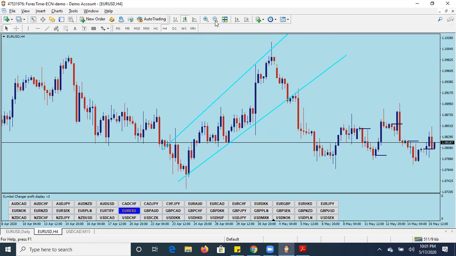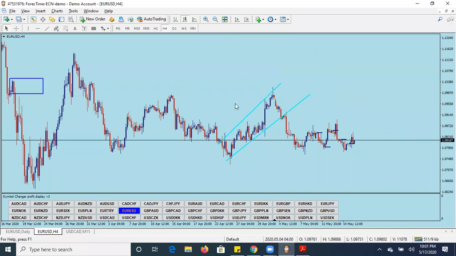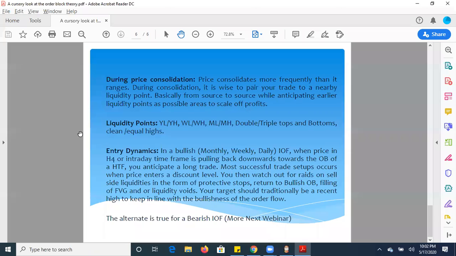You should mark up your order blocks on the higher time frame, and even if you trade the counter trend, you should anticipate a rejection of the bearish order block of the higher time frame. You should anticipate that, right? That is how we frame up our entry dynamics.